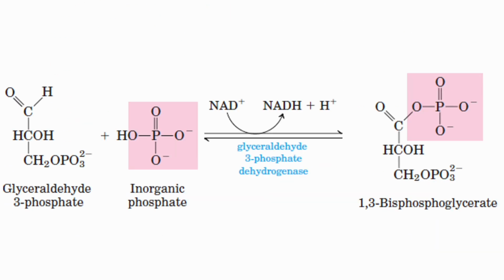Glyceraldehyde 3-phosphate dehydrogenase dehydrogenates and adds an inorganic phosphate to G3P, producing 1,3-bisphosphoglycerate. In this step, 2 main steps take place. The first one is that G3P is oxidized by the coenzyme NAD. Then, the molecule is phosphorylated by the addition of a free phosphate group.